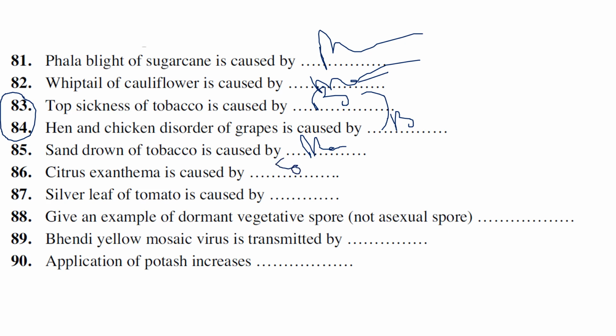It is also very very important. Silver leaf of tomato is generally due to peroxyacyl nitrate. It is an air pollutant, which causes it, very important. This silver leaf of tomato is caused by peroxyacyl nitrate, PAN.